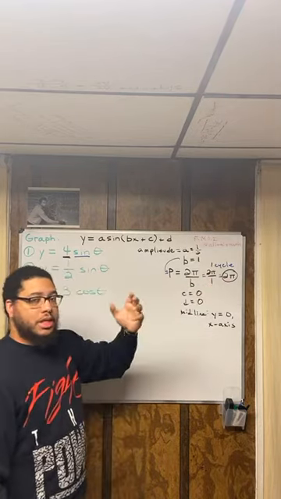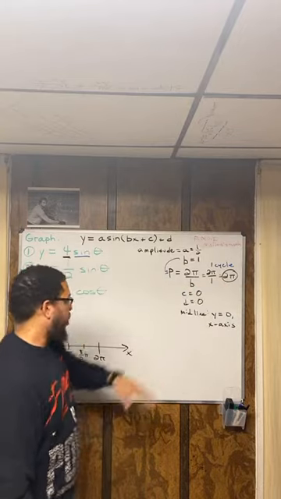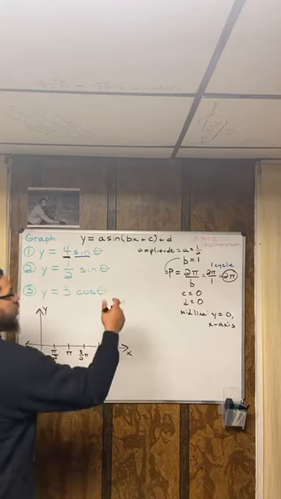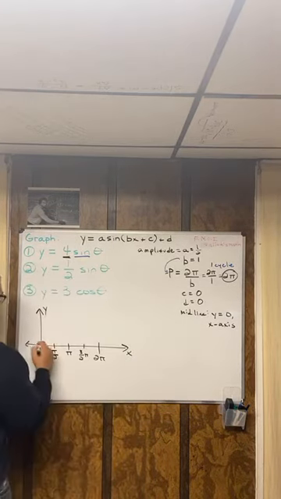Or the period, I should say, would not be 2 pi. It would be a different value. And then our graph will look different subsequently. Now, what is our amplitude? It's 1/2.